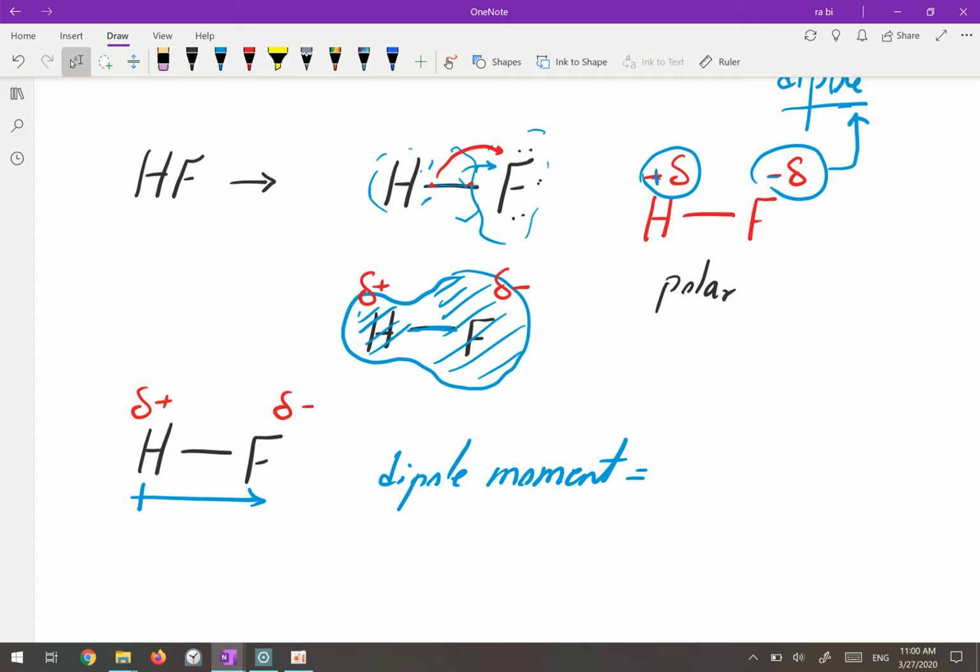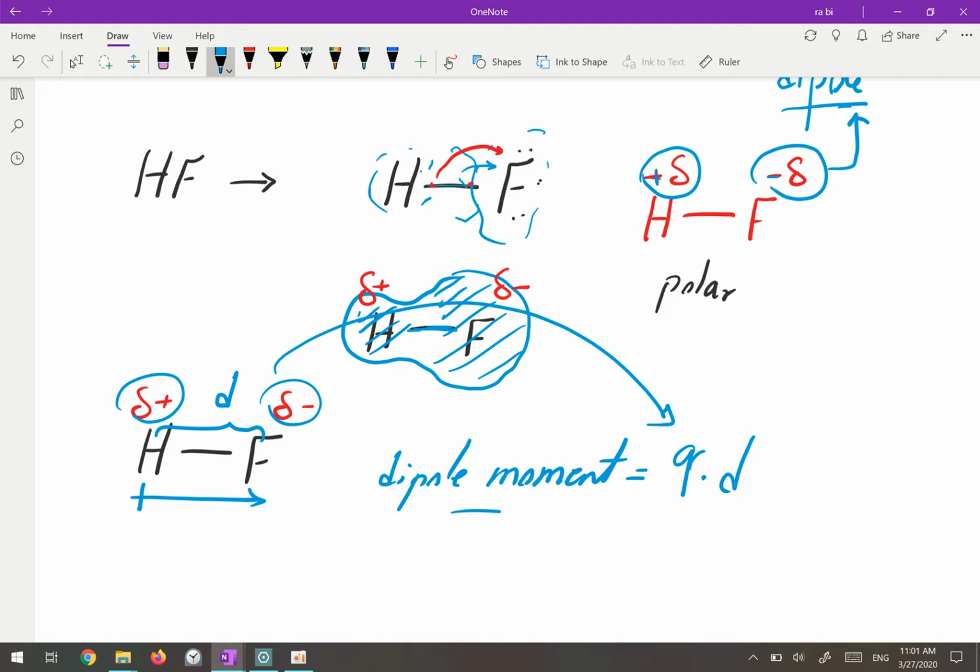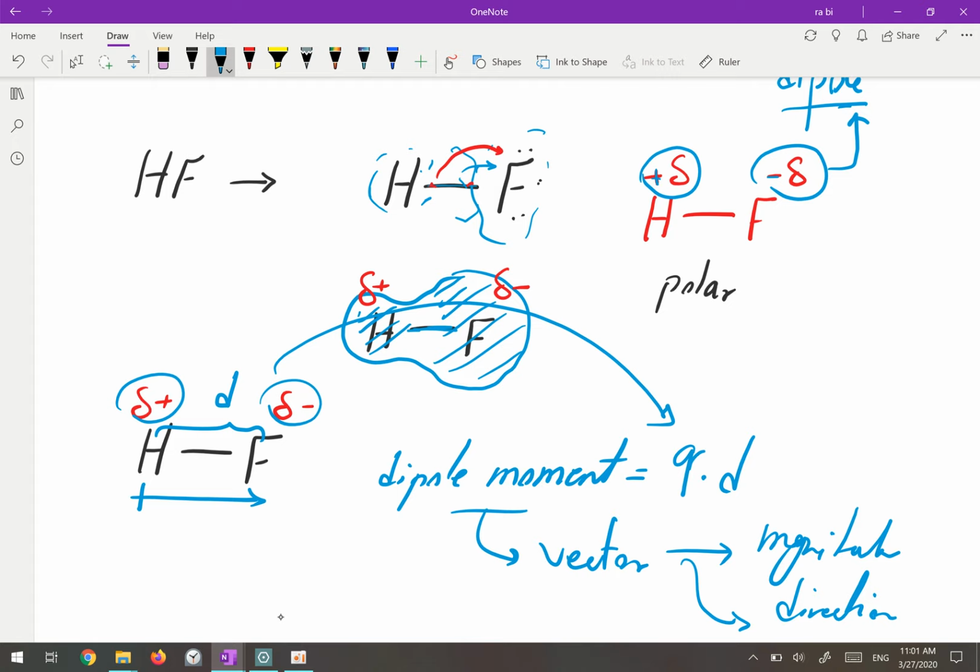The dipole moment is the charge that we have. We know that the positive and negative charges are equal, so no matter which one you put here, times the distance between these two charges. We show the distance from the fluorine to hydrogen, or from the positive to the negative charge, by d. So this is the dipole moment, and this is a vector. You know that a vector has magnitude and, at the same time, direction. We said the direction is from positive toward the negative area of the bond, and the magnitude depends on the charge and distance.